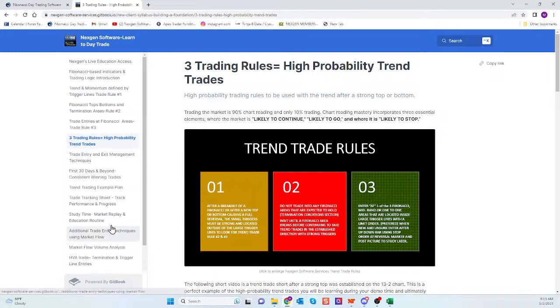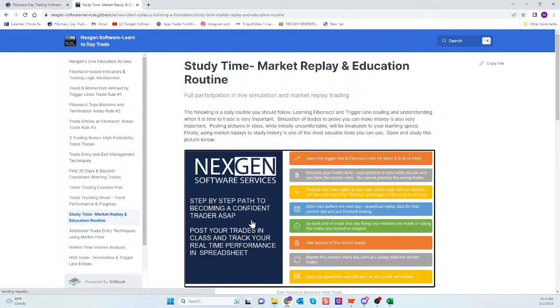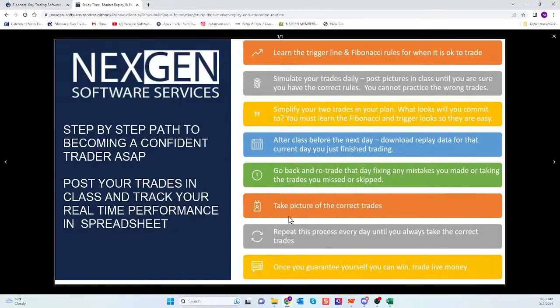And then the goal in your first 20 days is to get feedback on everything that you see, guys. There is a very clear path to becoming a confident trader ASAP. It begins with posting in the classroom, guys. Post your trades, win, lose, or draw. Everything that you do, post a picture in the room. Show me what you've done. Tell me why you've done it.